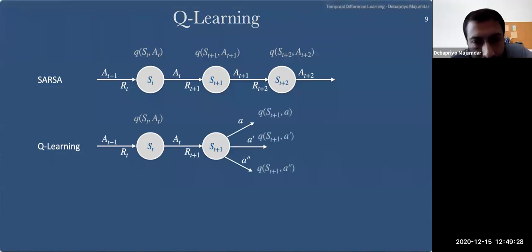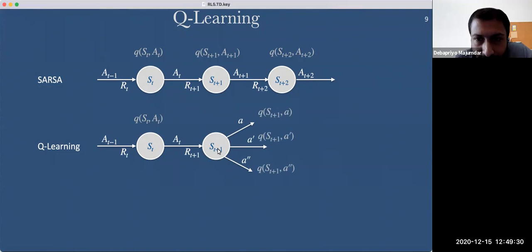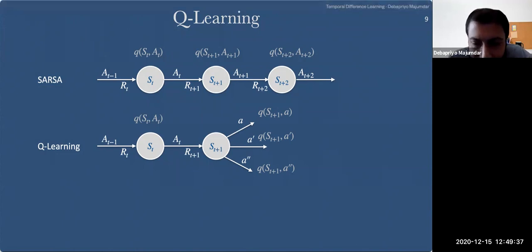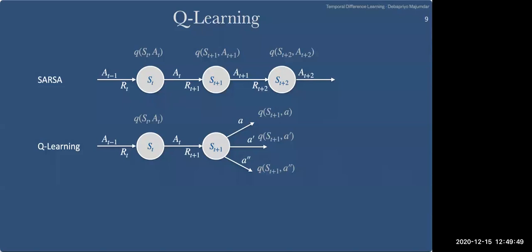And these state action pairs, S_{t+1}, A, S_{t+1}, A prime, all these, they have some estimates. If it's at the very initial stage, then the initialization is the estimate. If it is somewhere in between, then we have updated some estimates by then. So these state action pairs do have some estimates. And what we would do is take the maximum of that.